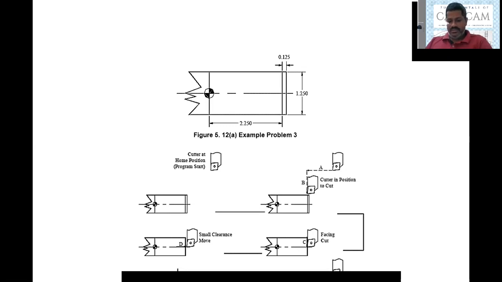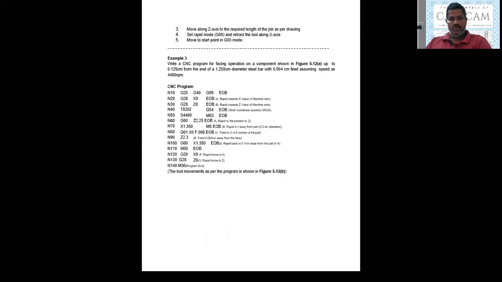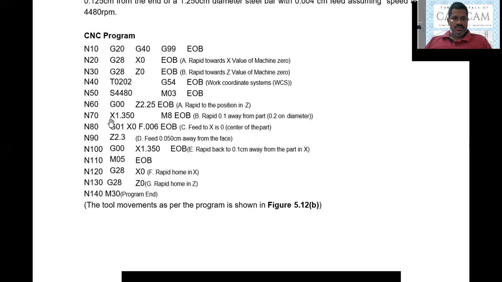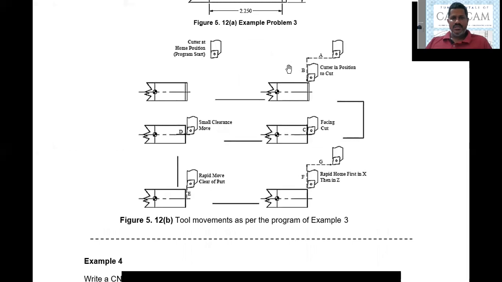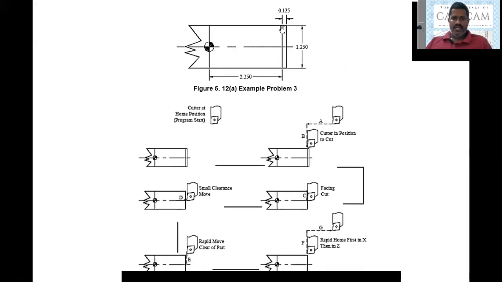Now go back to the program. So 1.35 will be the distance, and we are moving the tool in a rapid mode. We've already given it here. So Z is 2.25, rapid to the position Z. So now we are at this location.